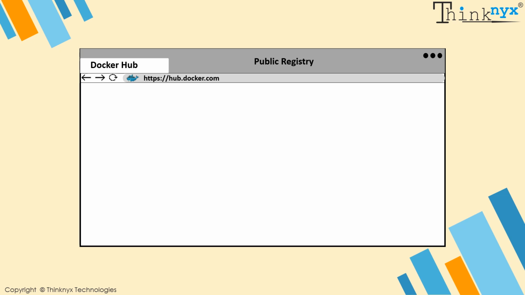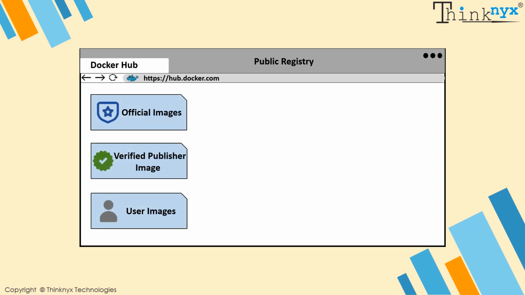It hosts a vast collection of pre-built Docker images. Docker Hub allows users to search for images, pull them to their local environment, and contribute their own images to the registry. In Docker Hub, you will find different types of images that serve various purposes and technologies. Here are some of the common types of images available on Docker Hub. Official images.